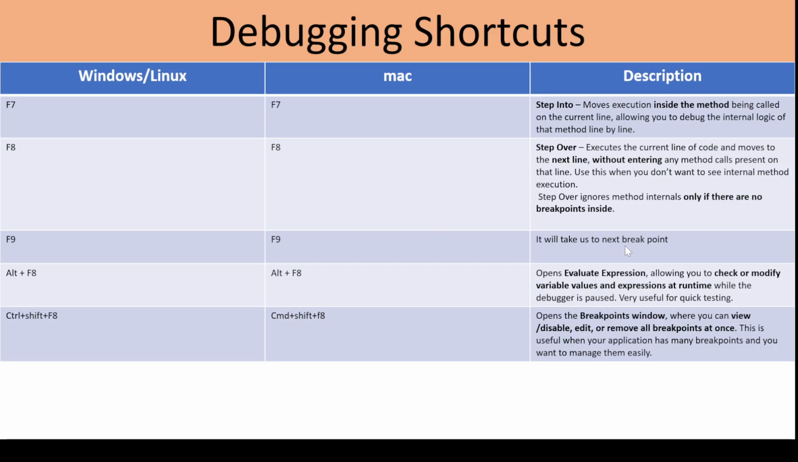F9 will take us to the next breakpoint. Alt F8 opens the evaluate expression window, and if we need to execute some logic, writing some sample code, we can write it in that evaluate expression window at runtime. If we want to modify some variable values, we can use evaluate for those as well. And Control Shift F8 opens all the breakpoints in one window where we can view, disable, edit or remove all breakpoints at once. This is useful whenever our application has many breakpoints and we want to manage them easily.